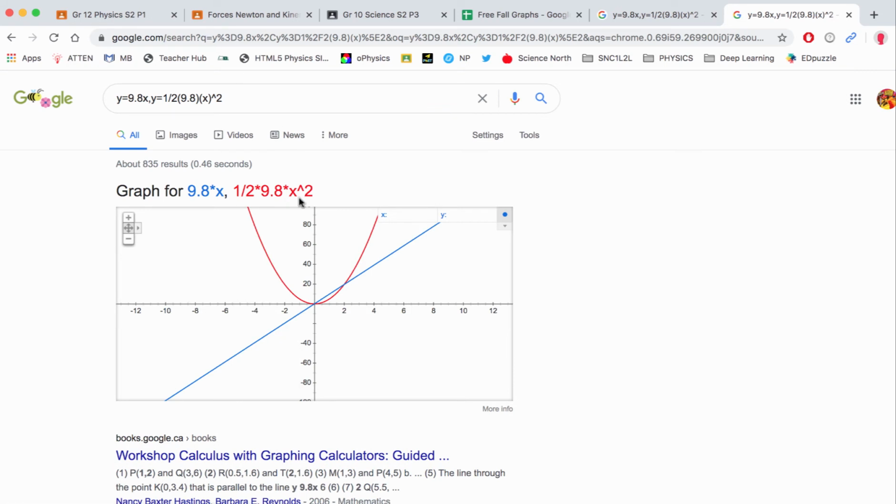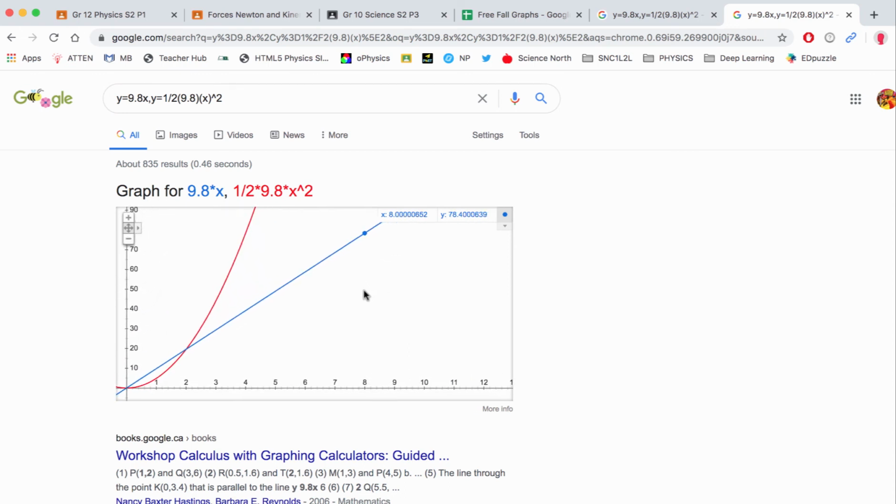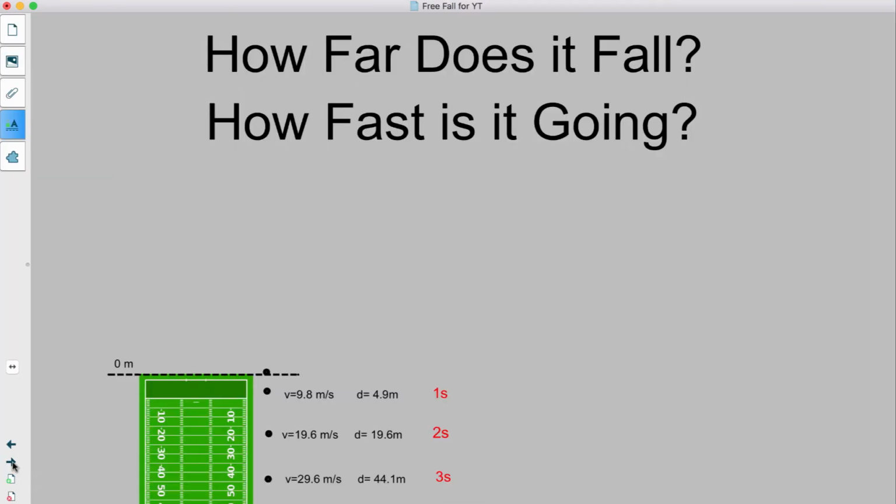And here's our graph. Now obviously we're not going to be looking at times that go into the negatives, so I can move my graph over like this, and now we can actually track points. We can track the points for speeds at various times, and by using this drop down, we can figure out the exact displacement at specific times. So now let's put this into perspective. How far does it fall and how fast is it going at each time interval?